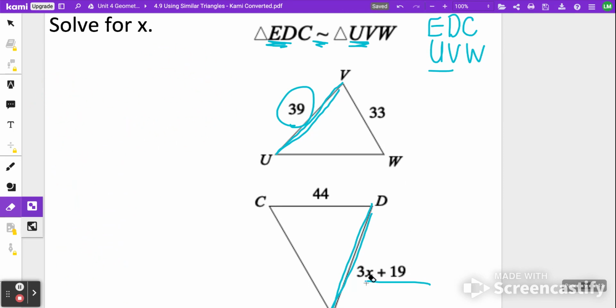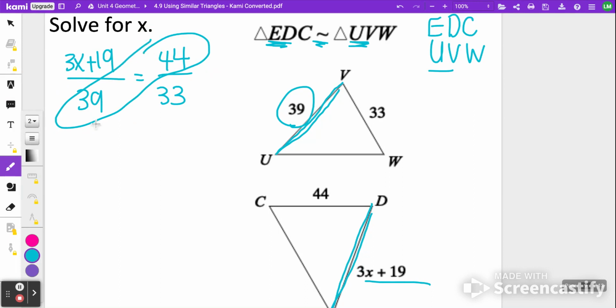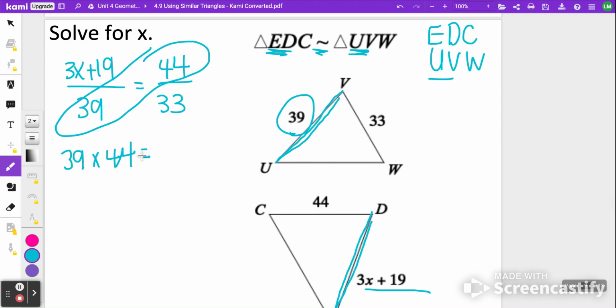Similar means we can set up a proportion to maybe solve for the missing variable. So 3x plus 19 does match with 39. So 44 has to match with 33. So what we're going to do here is cross multiply 39 times 44. 39 times 44 is going to give us 1,716. That means 1,716 needs to be equal to me multiplying these things, okay?